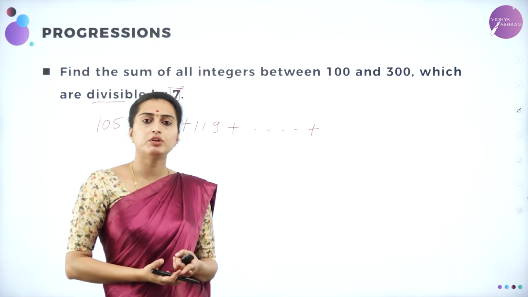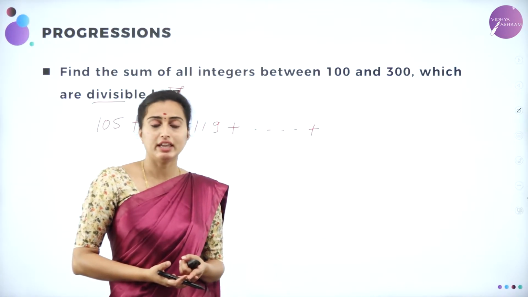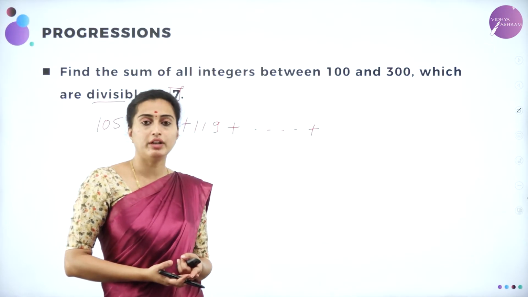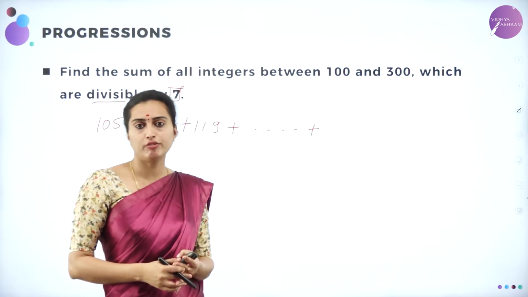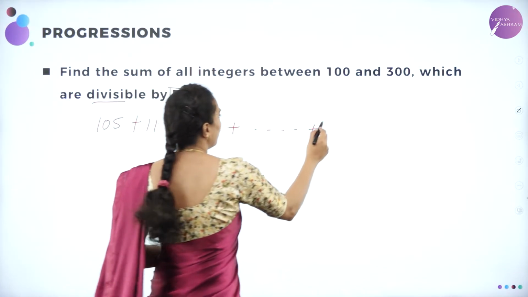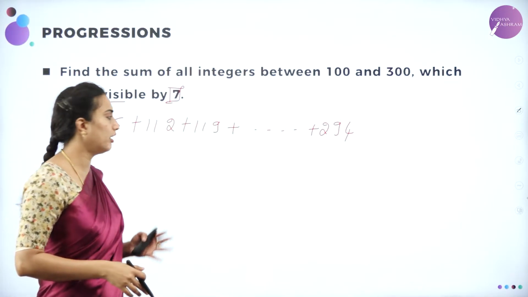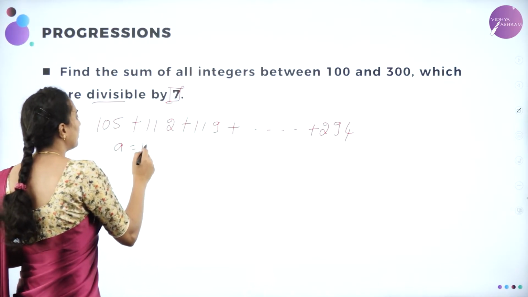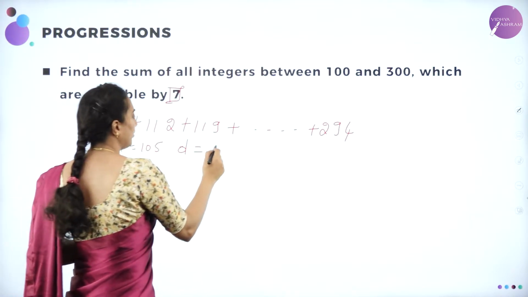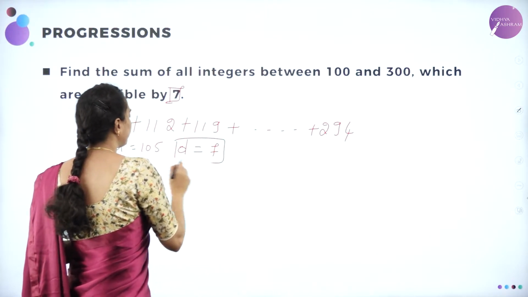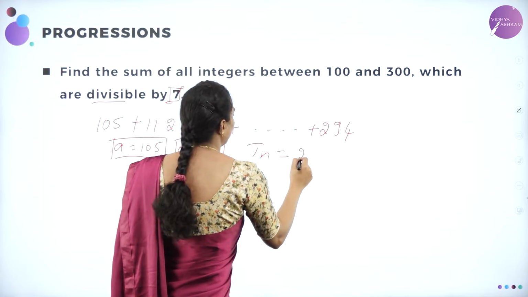So again come to 294. 7 4s are 28, and you are left with 14, 1 is remaining. So 7 2s are 14. So the last number is 294. So 294 is divisible by 7. Therefore, from this you have A is equal to 105, and D you know already, the difference, 112 minus 105 is 7, and then the last term they have given is Tn is equal to 294.